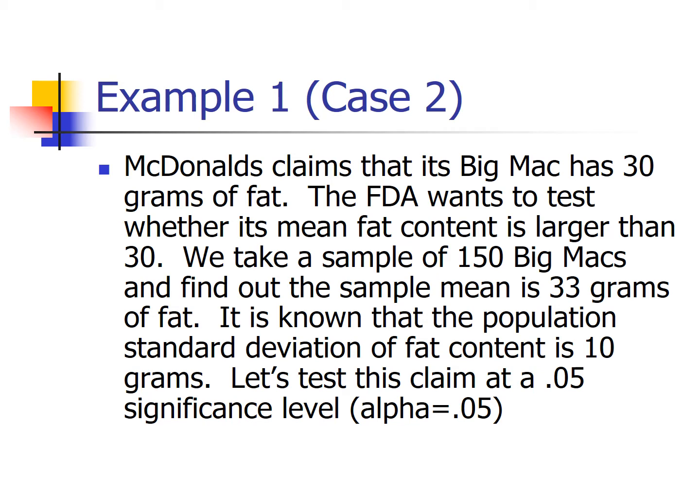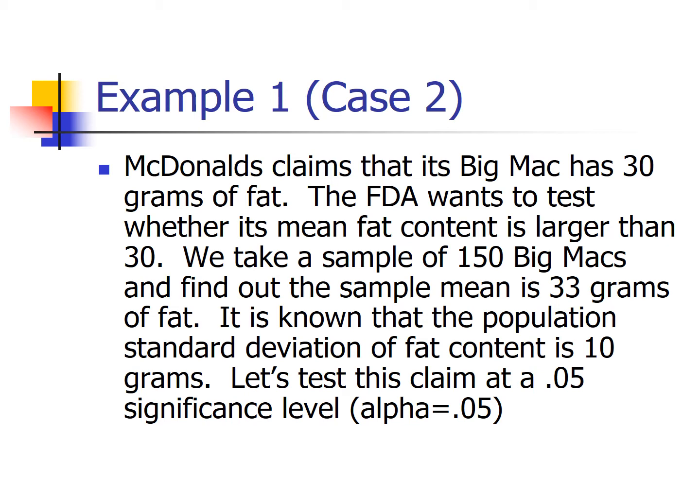As we've already talked about, we would need to start this process by taking a sample. Let's say that we have enough time and resources to go out and actually collect 150 Big Macs. So we do that. We look at the sample mean and find it's 33 grams of fat, a bit more than 30. Now everyone, except maybe people that go to Burger King, knows that the population standard deviation of fat content is 10 grams. Maybe also people who go to Chick-fil-A.